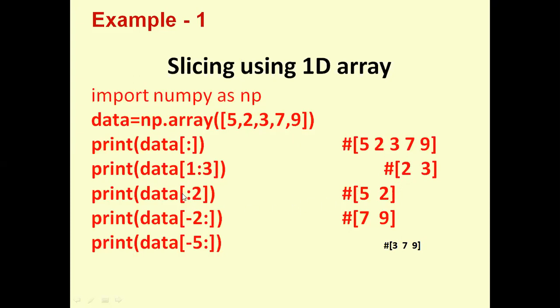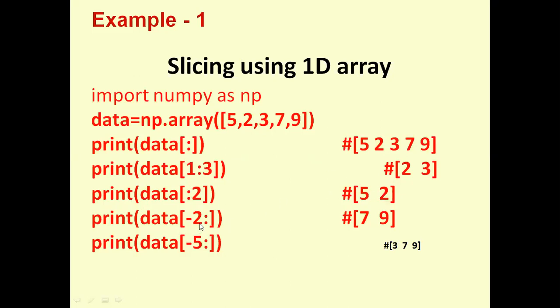So here again print data, colon 2. Starting value not given, it will print the values from the beginning. Beginning two elements will be printed because before the colon no element is given here. So two elements will be displayed, 5 and 2. First element 0 and 1 position will be displayed.